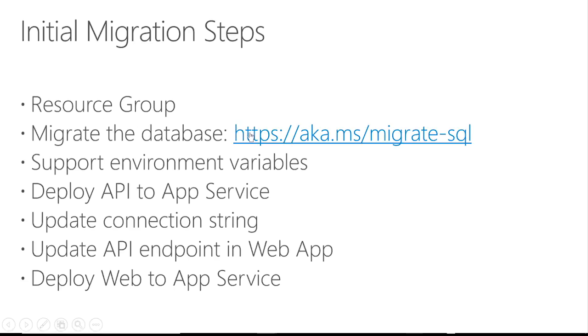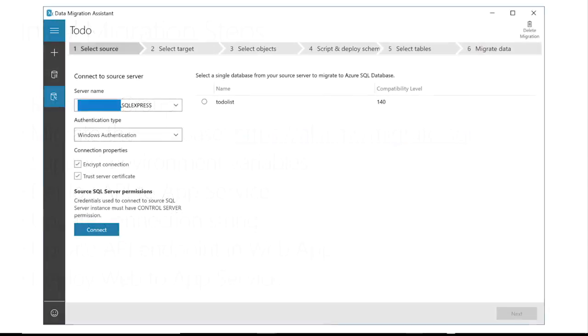We're going to follow the steps at aks-migrate SQL. This will tell you how to get your on-premise SQL up to the cloud in a straightforward fashion. We're going to make sure our application supports environment variables, which is how we'll manage secrets in the cloud. And then we're going to update the connection string once we move that application so it's talking to our Azure SQL instance. Then we're going to take the web app, make sure it's talking to the cloud version of the API, and move that into the cloud as well. And we're going to do all this live.